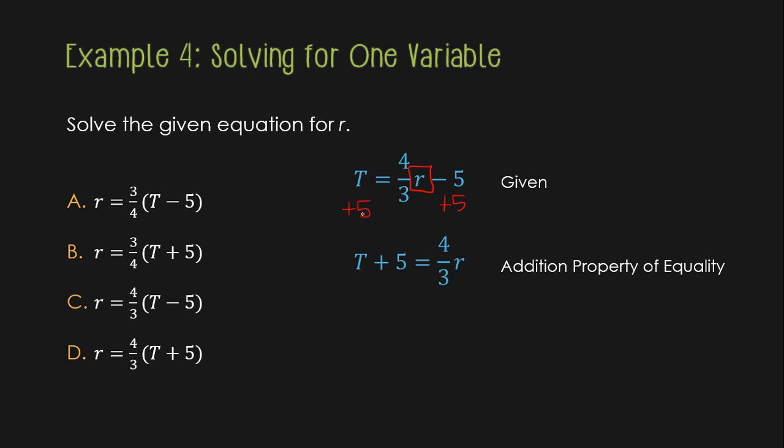We added 5 to both sides, okay? So that's the addition property. Then it would look something like this: t plus 5 equals 4/3 r, because this was eliminated.